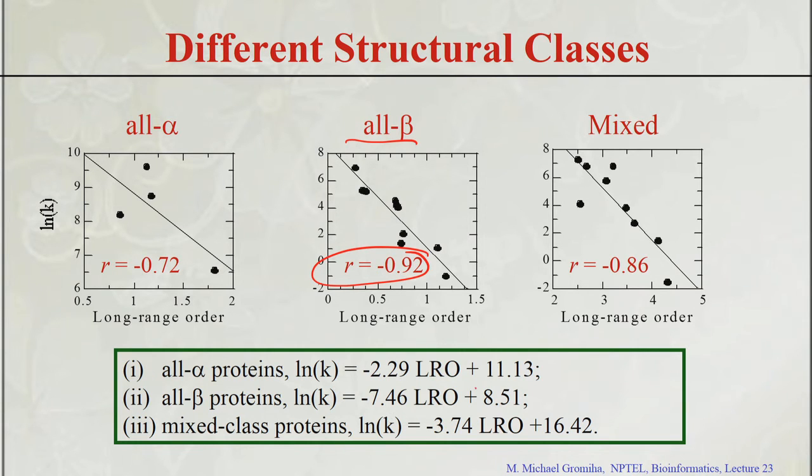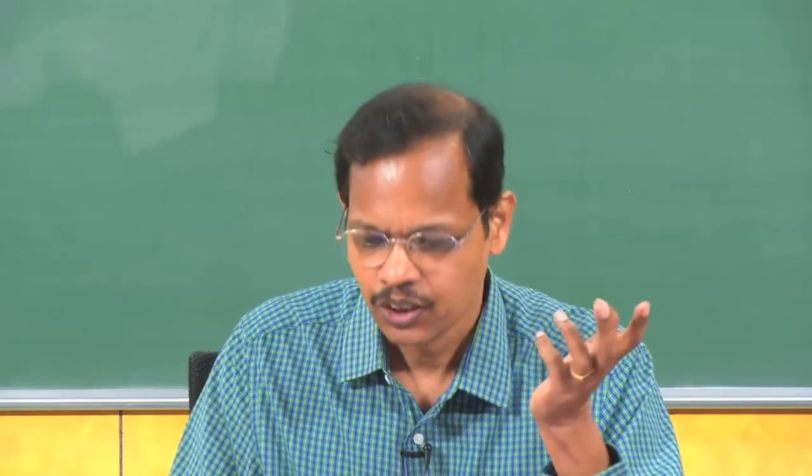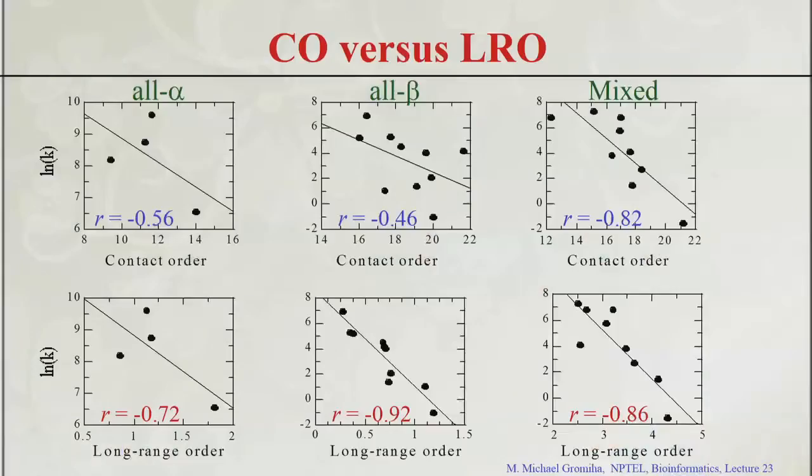This is the equation for getting ln kf for all alpha proteins, all beta proteins and the mixed class proteins. Here y is ln kf, and on the x axis we have only the long range order. Now, we compare contact order and long range order. In some classes you get comparable results, and in some classes long range order performs better than contact order. Which class does LRO perform better in? All beta. We see the same for all beta, and the contact order value is much lower because it includes the short and medium range contacts.